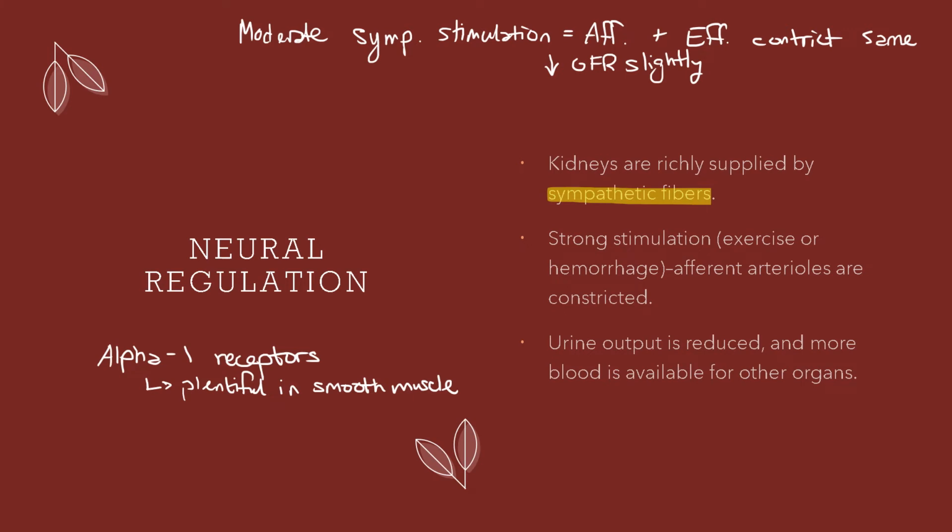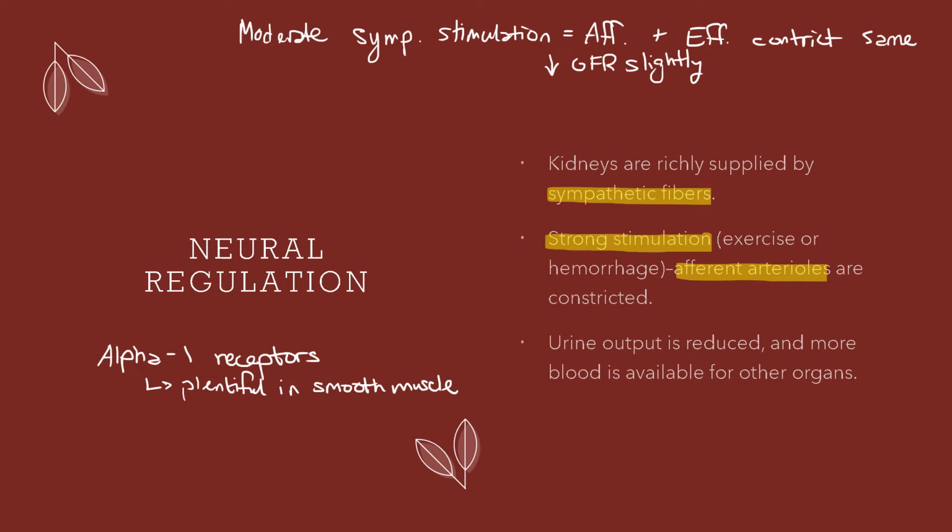With greater sympathetic stimulation though, with exercise or hemorrhaging, the vasoconstriction of the afferent arterioles is going to really dominate. So afferent arterioles are going to be very highly constricted, whereas the efferent arterioles are not going to be constricted as much. As a result of this, blood flow into the glomerular capillaries is greatly decreased and GFR drops.